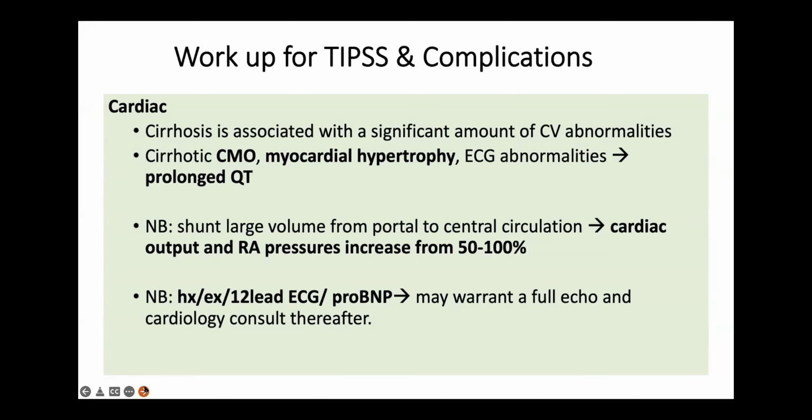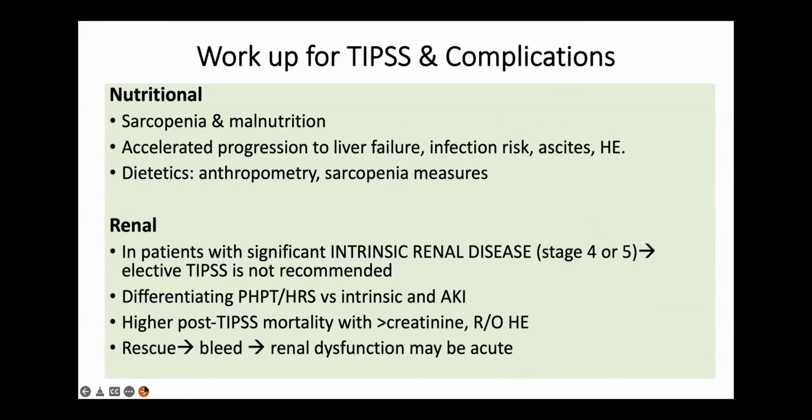This shunt sends a large volume of portal blood to the central circulation, and the cardiac output and right atrial pressures increase substantially. So severe pulmonary hypertension is a contraindication for TIPS. Nutrition is very important. Sarcopenia and malnutrition are definitely complications our cirrhotics have, and it's important that dietetics assess the sarcopenia. These can also accelerate the progression of liver failure, infection risk, hepatic encephalopathy, ascites, etc.